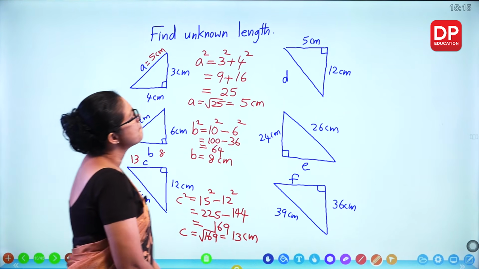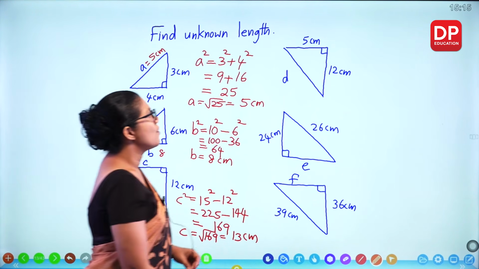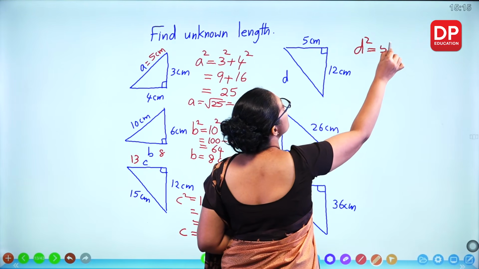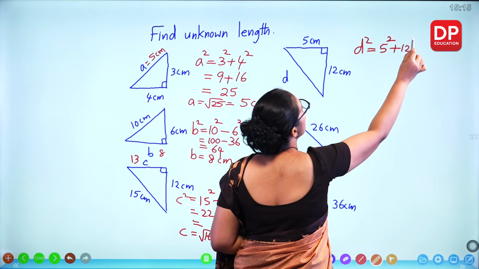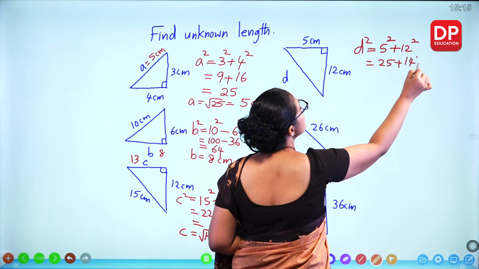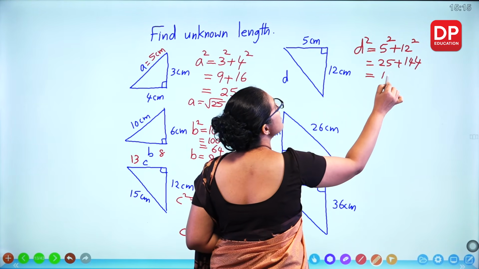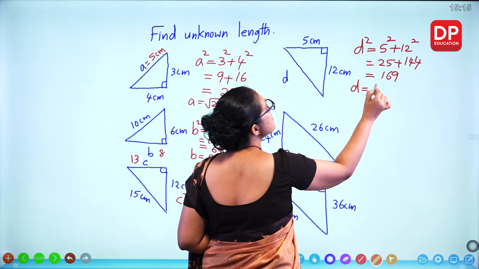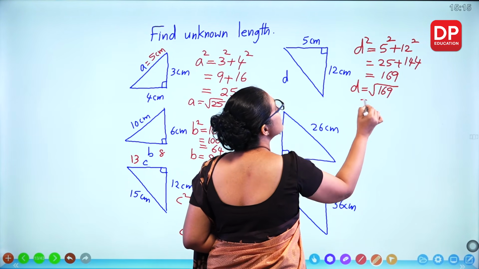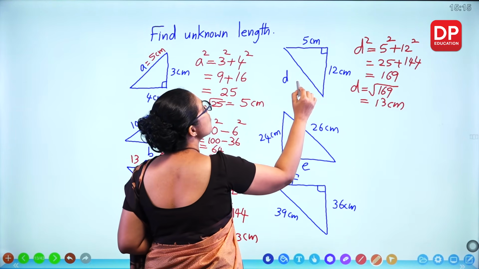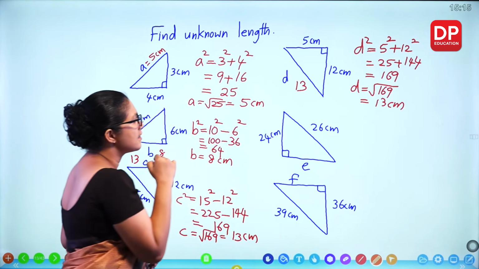This one, D is the hypotenuse now. So how can you write down? D squared is equal to 5 squared plus 12 squared. 5 squared is 25. 12 squared 144. You get 169. Square root of 169 is 13 centimeters. So 5, 12, 13.